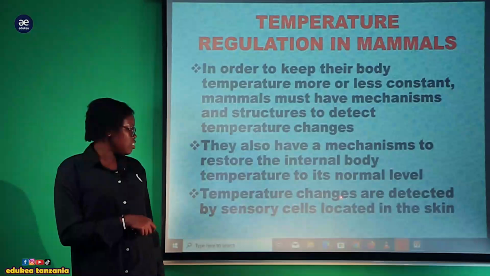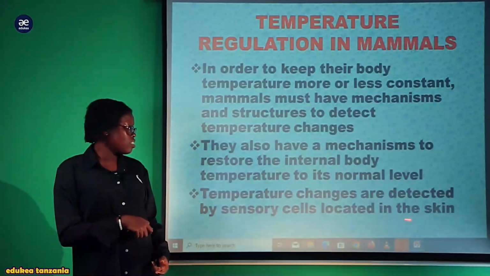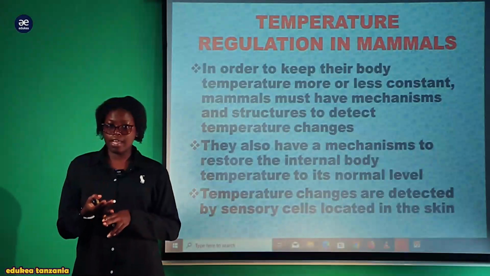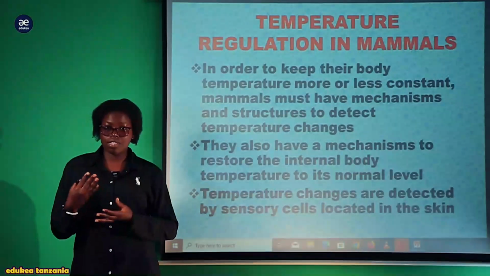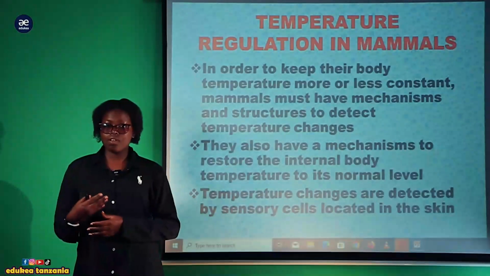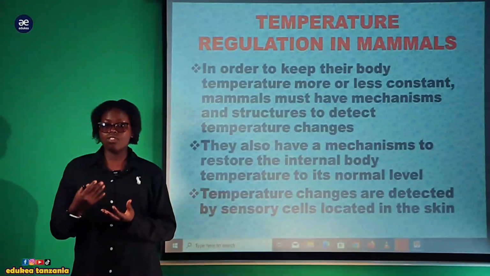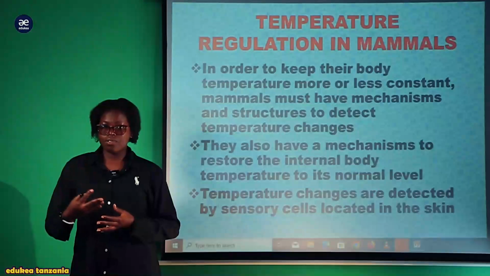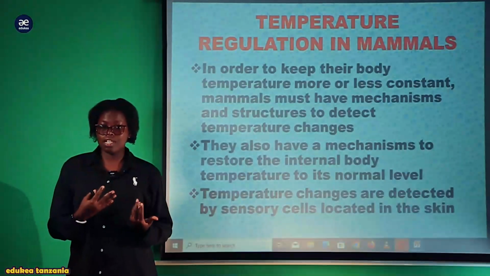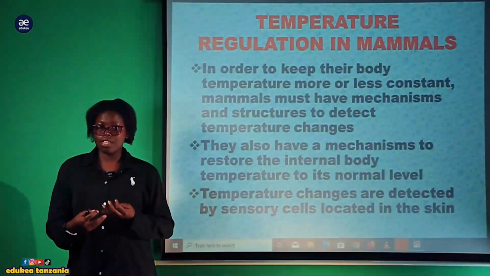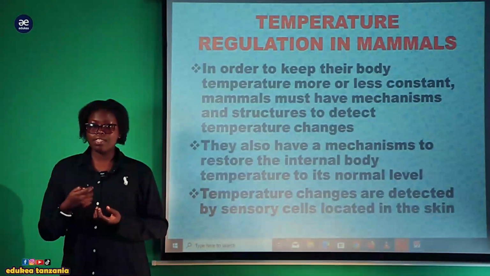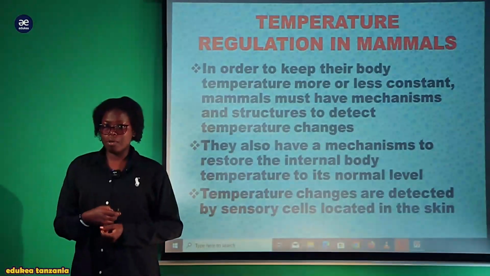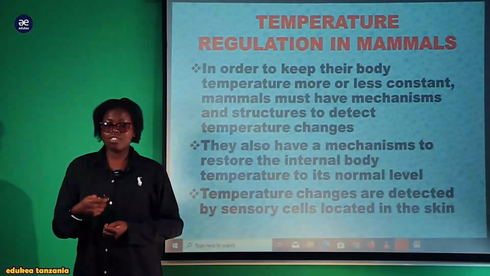The temperature changes are detected by sensory cells located in the skin. We know that we have 5 sensory organs: for example, the ears, the eyes, the nose, the tongue, as well as the skin. Skin is one of the sensory organs which is responsible for detection of the stimulus of heat, cold, as well as pain. So this temperature change is detected by the skin as a sensory receptor, where the detection of these stimuli is converted into nerve impulses to be transmitted to the central nervous system.